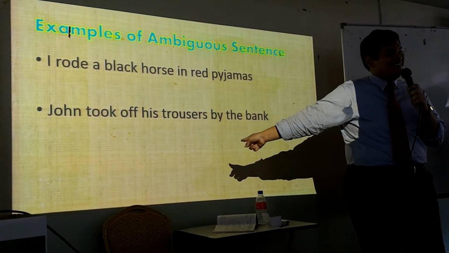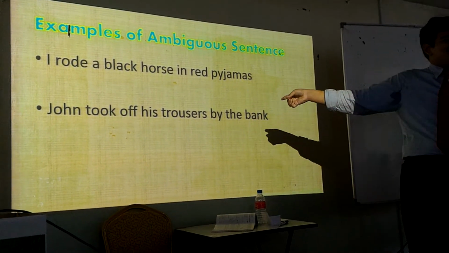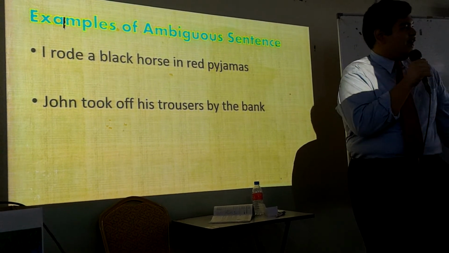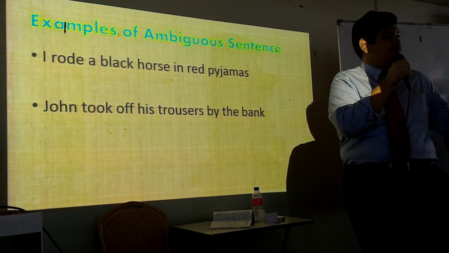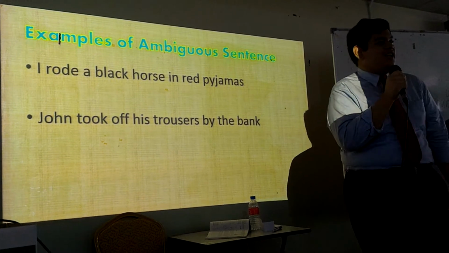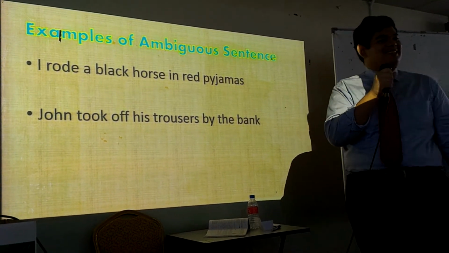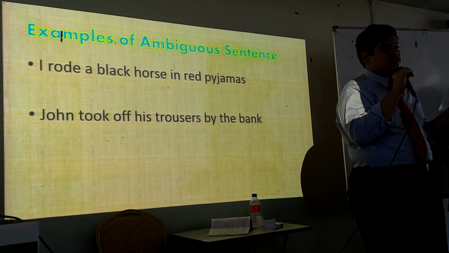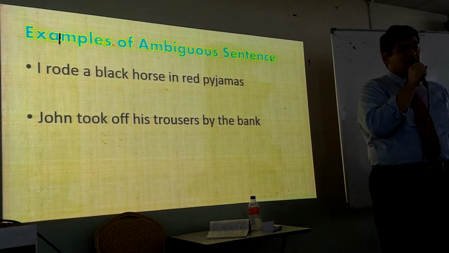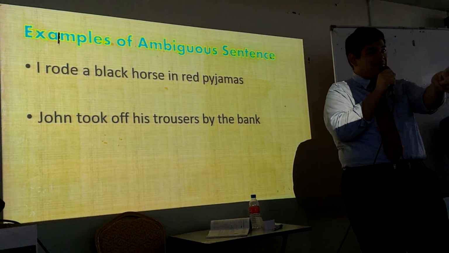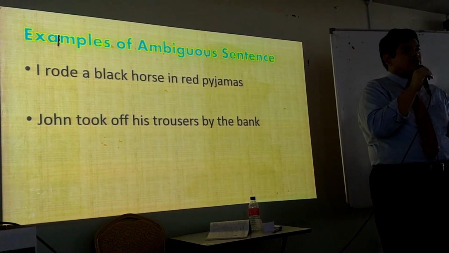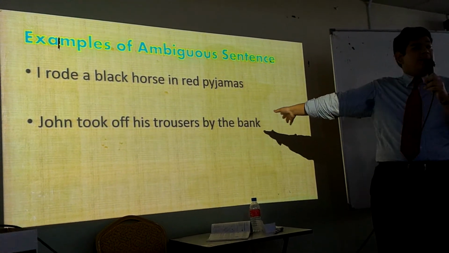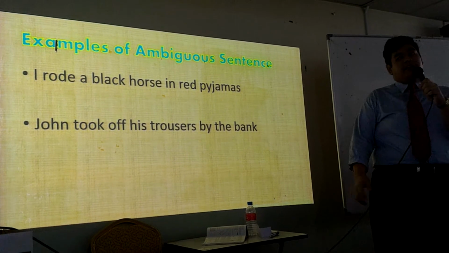What do you guys understand by this? I bet you guys must be imagining John literally took off his trousers at the bank, like someone is withdrawing money and suddenly he took off his pants. But the actual situation is John took off his trousers by the bank. Bank can also have two meanings, right? By the river bank. So basically the most relevant meaning is that John took off his trousers by the bank, as in river bank. Okay, do you guys get that?